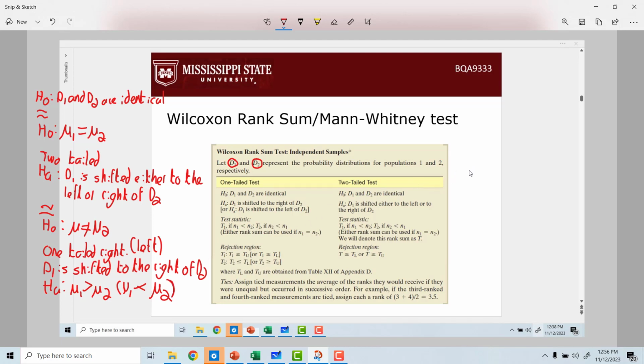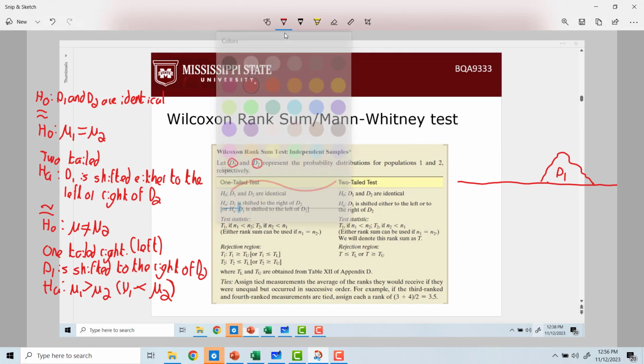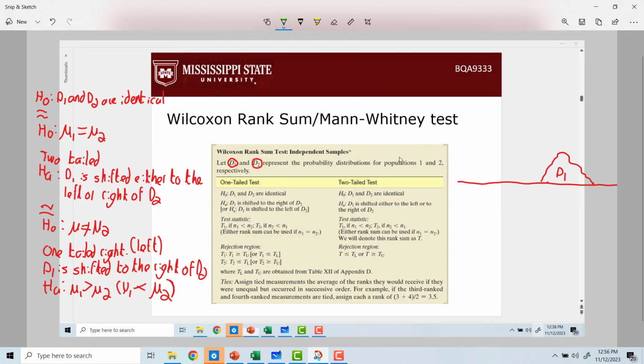Okay, now we're thinking about the distributions, we're thinking about the shapes of the distributions. So let's say D1 is shifted to the right of D2. We don't necessarily have to have the same shape. We just need to have the distribution. So imagine that this is D1, and let's pick another color. Let's do green. It's going to be shifted to the right of D2.